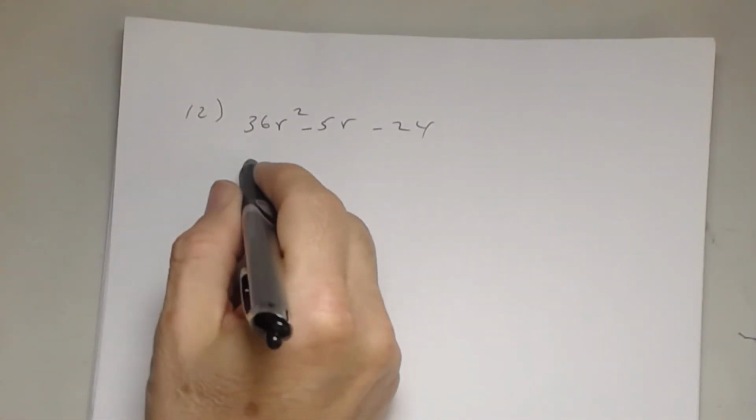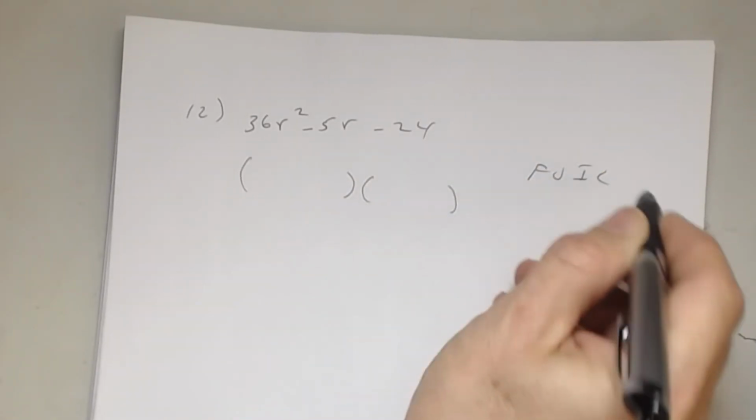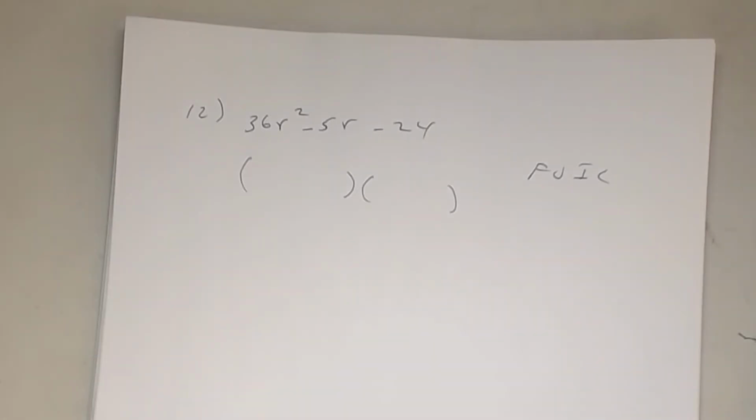All right, trial and error. If something doesn't work, try something else. What's the GCF? So we go directly to two binomials since this is a trinomial. Reverse FOIL. Okay, so let's do the F first.